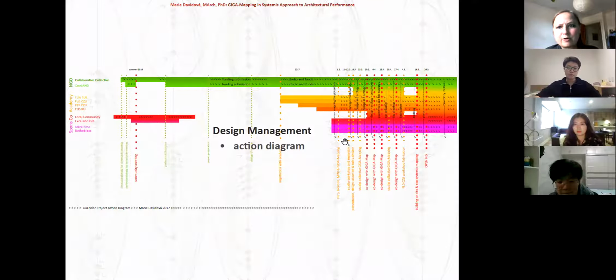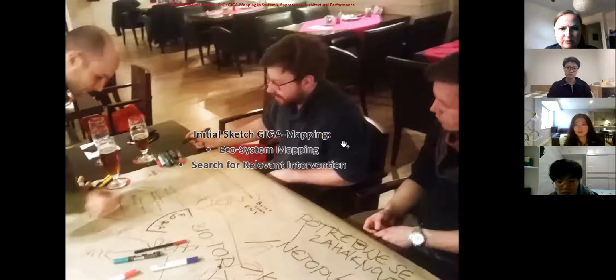So again, this project was a large collaborative project with many stakeholders. This would be a design management action diagram where I mapped when different stakeholders played certain roles and when they work together and separately, and mapped different actions. What is who doing what. This would be an example from a co-design workshop.